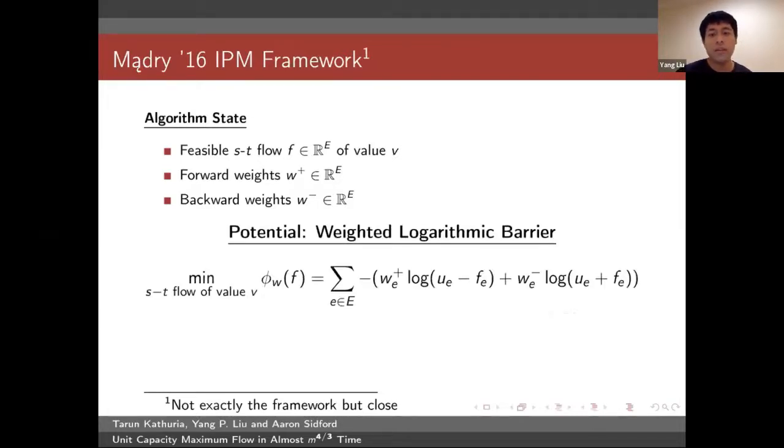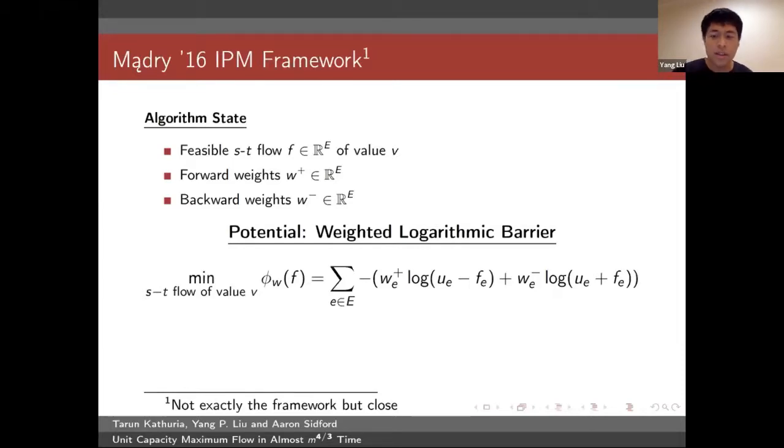The algorithm looks at the following potential function. It looks at the minimum weighted log barrier. So what it does is it maintains minimizers of the following function. Over all flows that send v units from s to t, minimize negative the weighted sum of log of u_e minus f_e and u_e plus f_e.